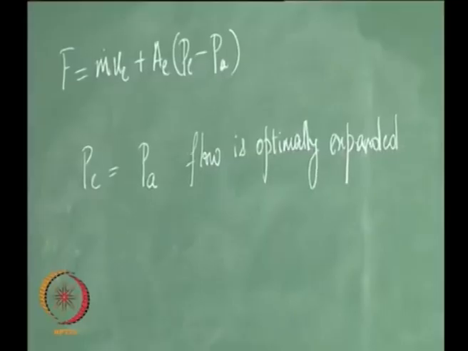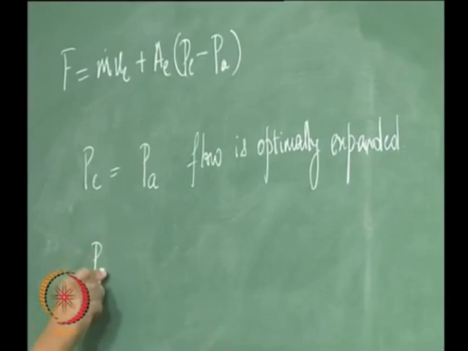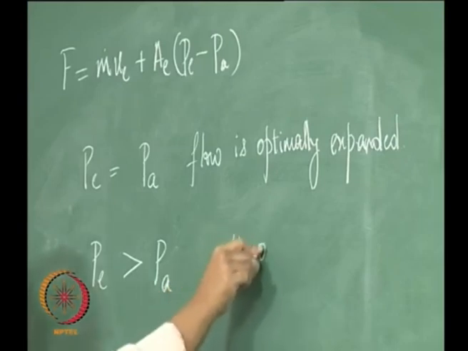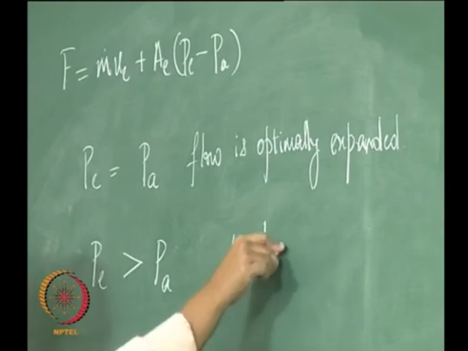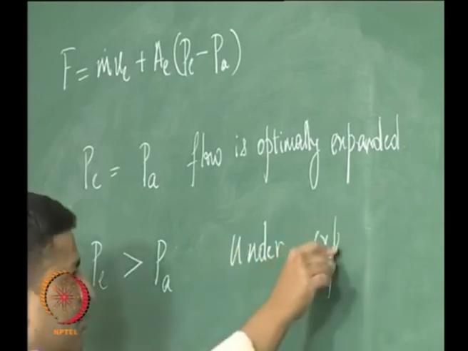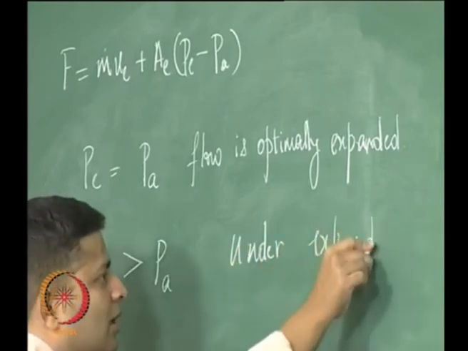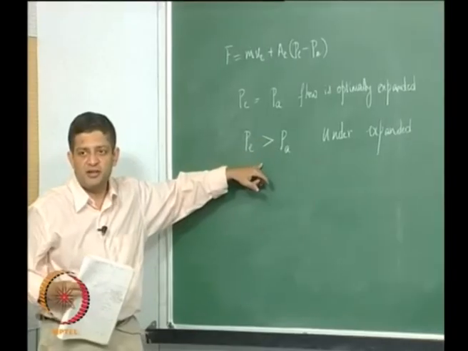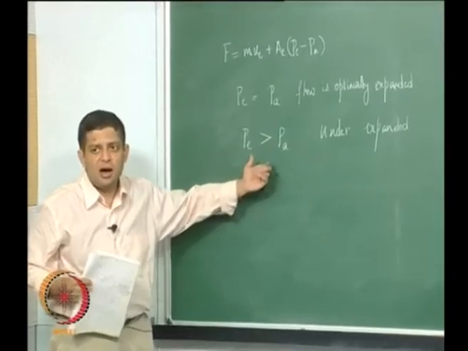When PE is greater than PA, what is this case? This is a case when it is under expanded, that is, there was scope for this to expand up to PA, but we have left some portion unutilized.